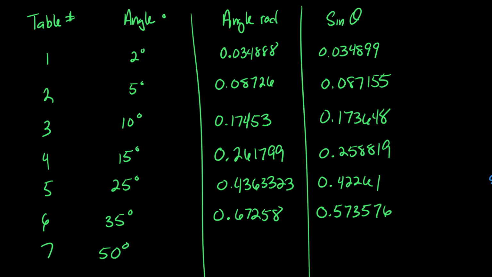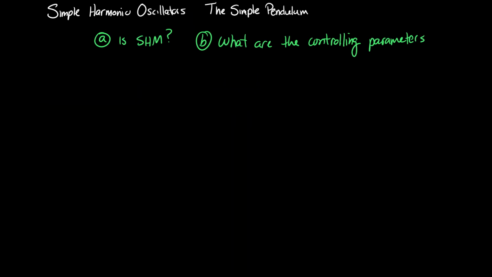And 50 degrees. 0.872665. And the sine of 50 degrees. 0.766044. Thank you. It's not necessarily easy to do, but it's not particularly hard.